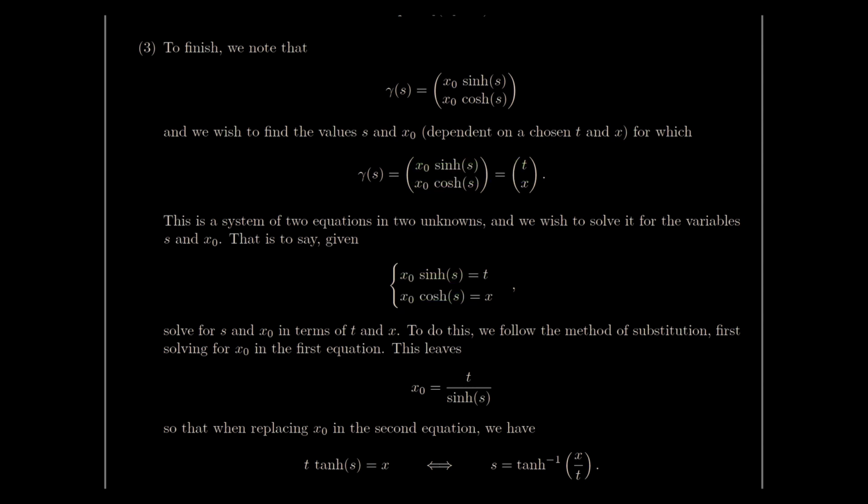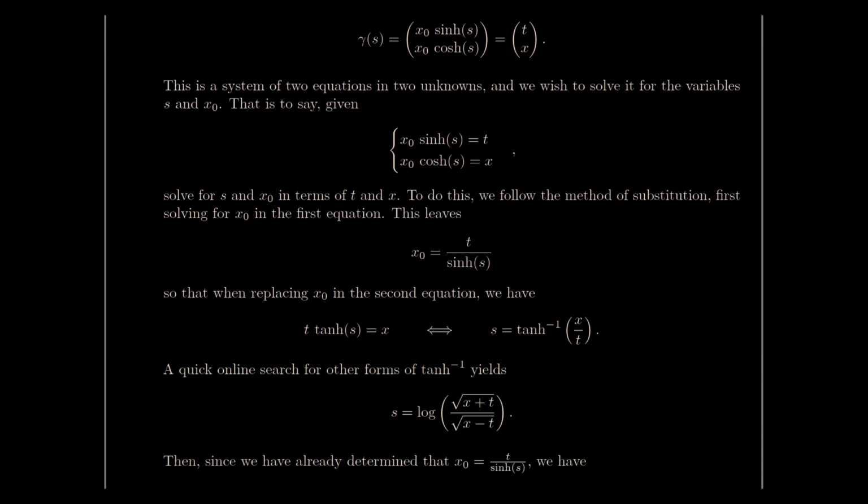What should I do? I'm just going to use the method of substitution, which means I'm going to solve this for x naught. And to solve for x naught, I just divide by sinh s. Easy enough. x naught is t divided by sinh s. I then substitute that t divided by sinh s in for x naught in the second equation. So if I grab t over sinh s and plug it in for x naught, I get t tanh s equals x. Then if I solve for s here, I get s is tanh inverse x over t.